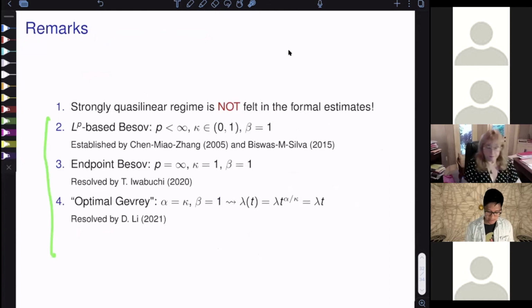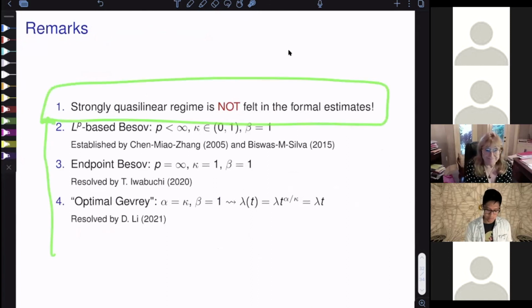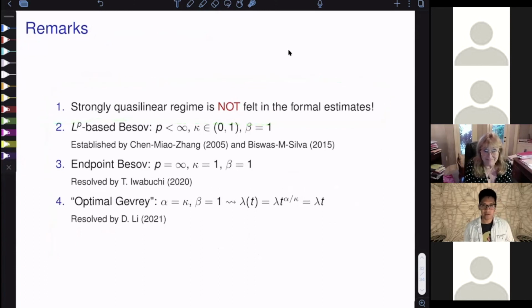And let me just say that one point I want to make here is that you don't really feel the strongly quasi-linear regime until you try constructing the actual solution. So if one is just doing formal estimates, then one might think that the problem is done and one can stop there. But if one actually tries to construct the solution, then one immediately sees that regime causes trouble, the strongly quasi-linear regime.